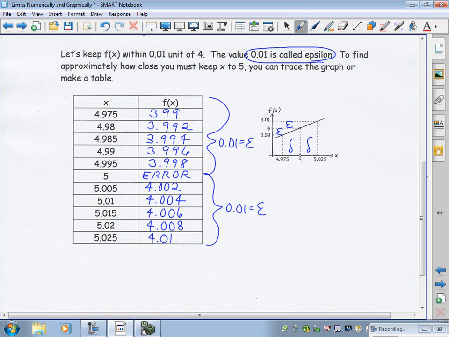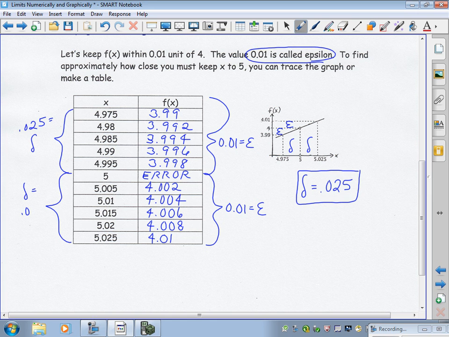Okay. These distances in here are your deltas. So delta in our case will be how far away from 5 are we? True? That's how far away from 5 we are. Okay, and we can look at that same thing over here. This is 0.025 or delta. Okay, so far? We're almost done. Can I turn the page?